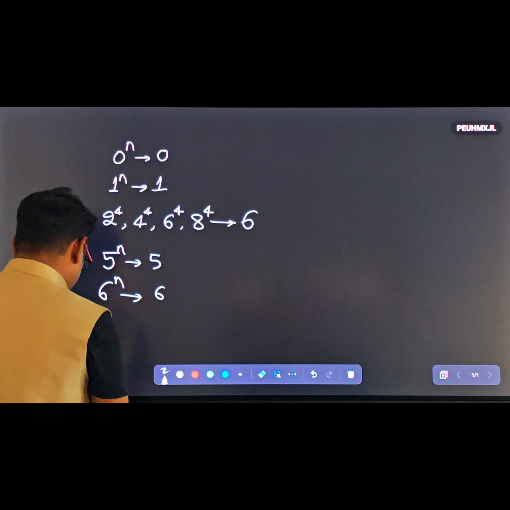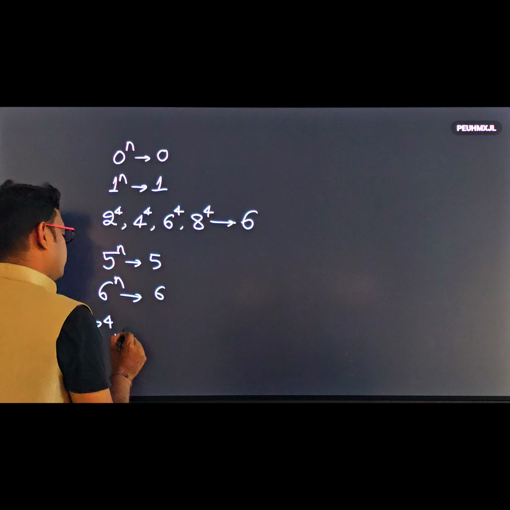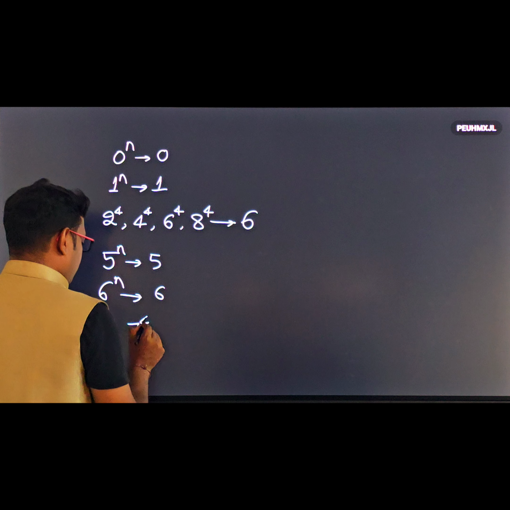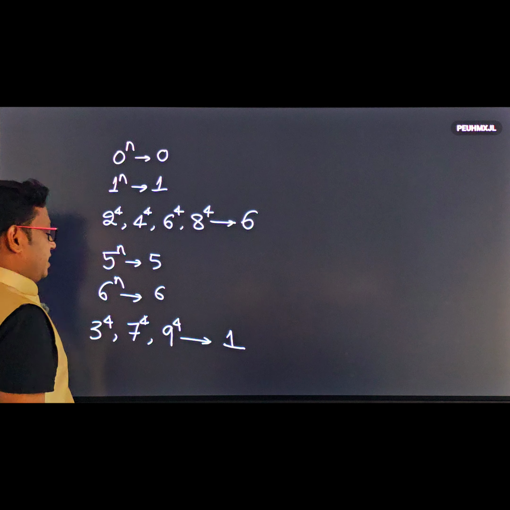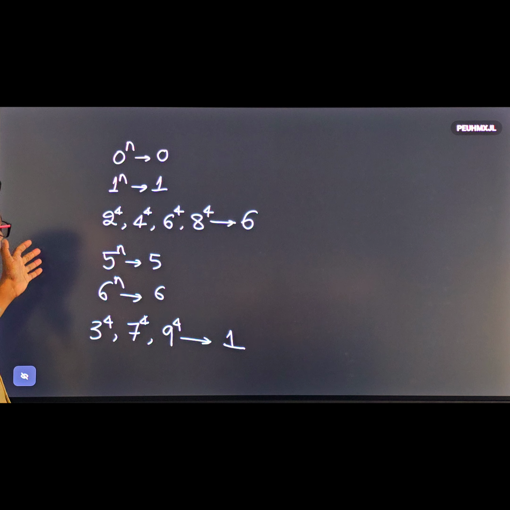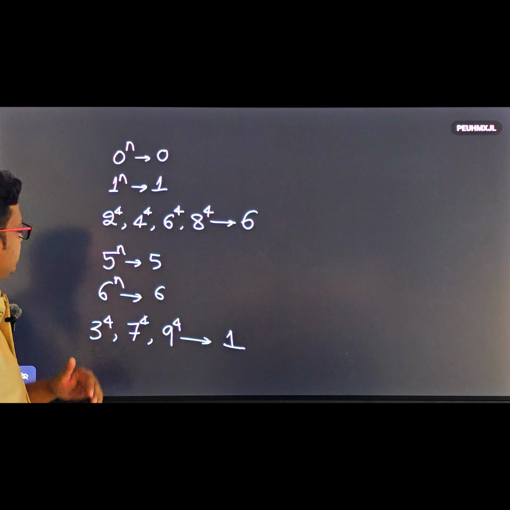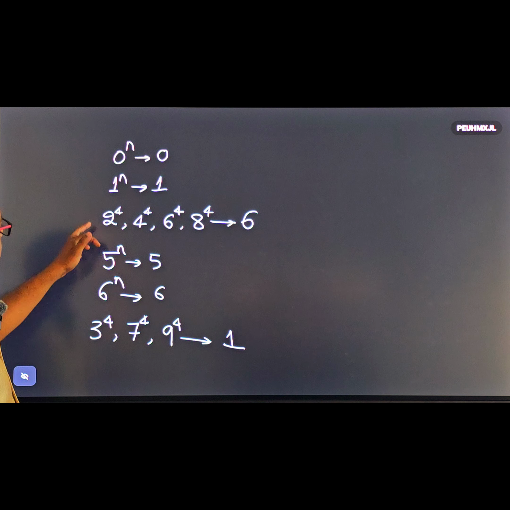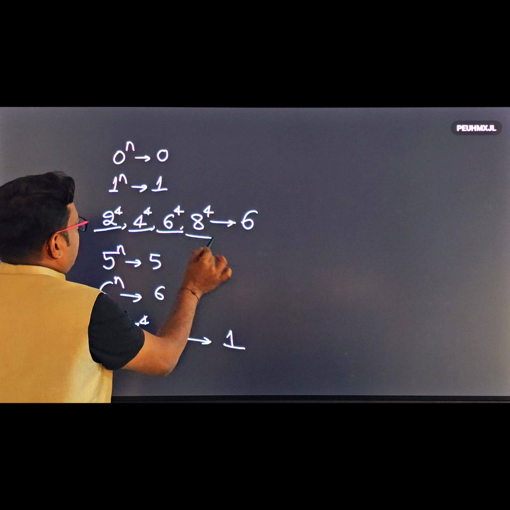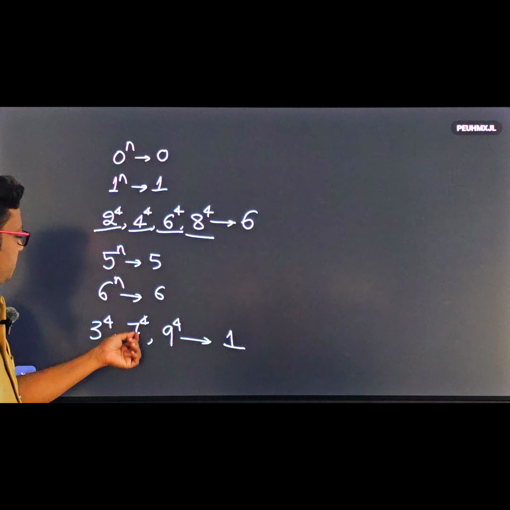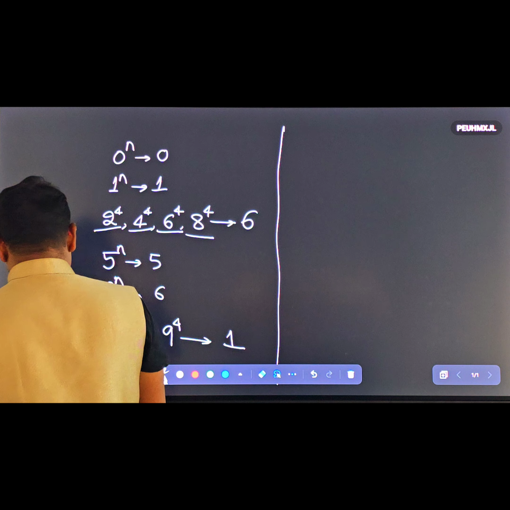Then please see here. 3 power 4, then 7 power 4, 9 power 4 will be having 1 in the units place. Easy to remember. See, 0 power n is 0, 1 power n is 1. 6 power anything is 6, 5 power anything is 5. 2 and 4 are exceptional, you can consider or not. 2, 4, 6, 8 power 4 is always 6, and 3 power 4, 7 power 4, 9 power 4 is always 1, my dear friends.